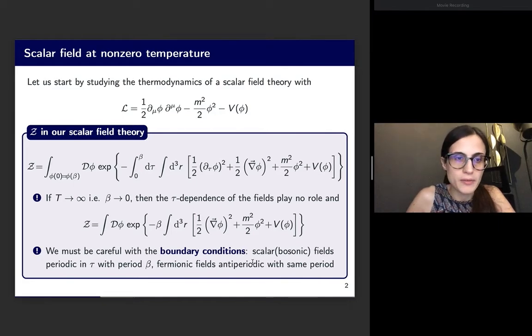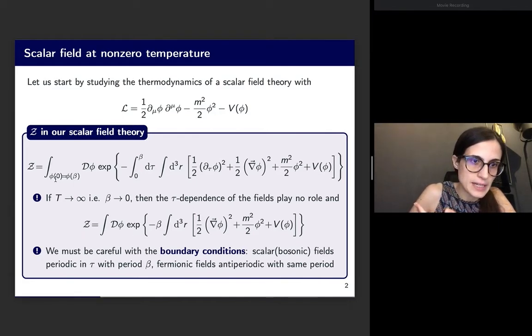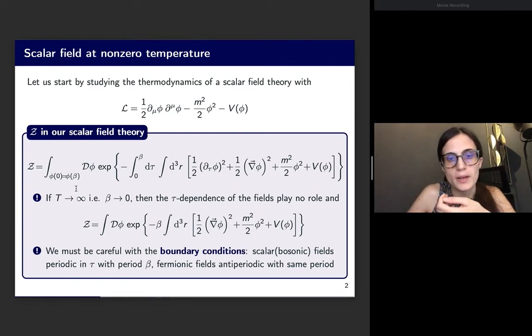And second important remark, which as I already stressed has to do with the periodic boundary conditions, is that you want to make sure you implement periodic boundary conditions for scalar bosonic fields, and for fermionic fields, if there were any in our theory, antiperiodic boundary conditions with the same period.